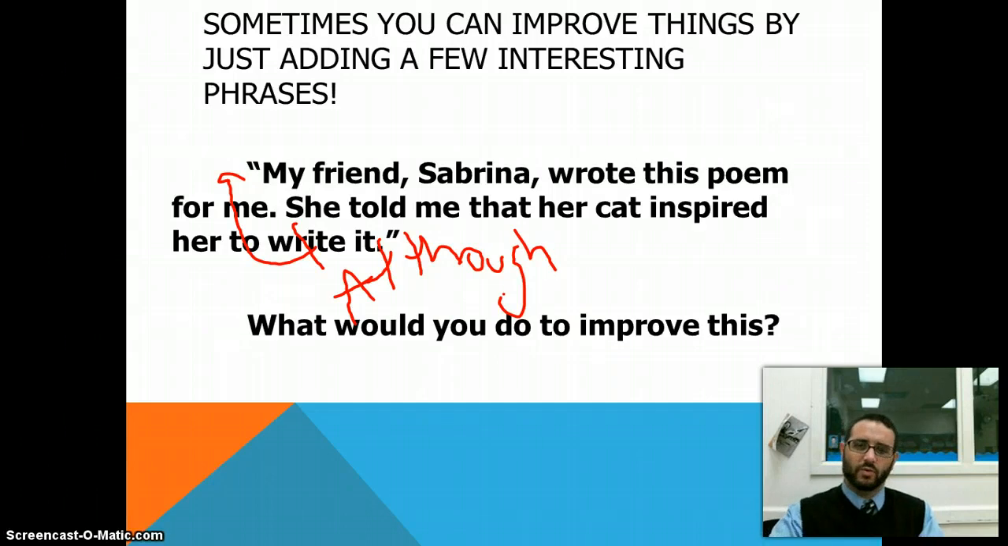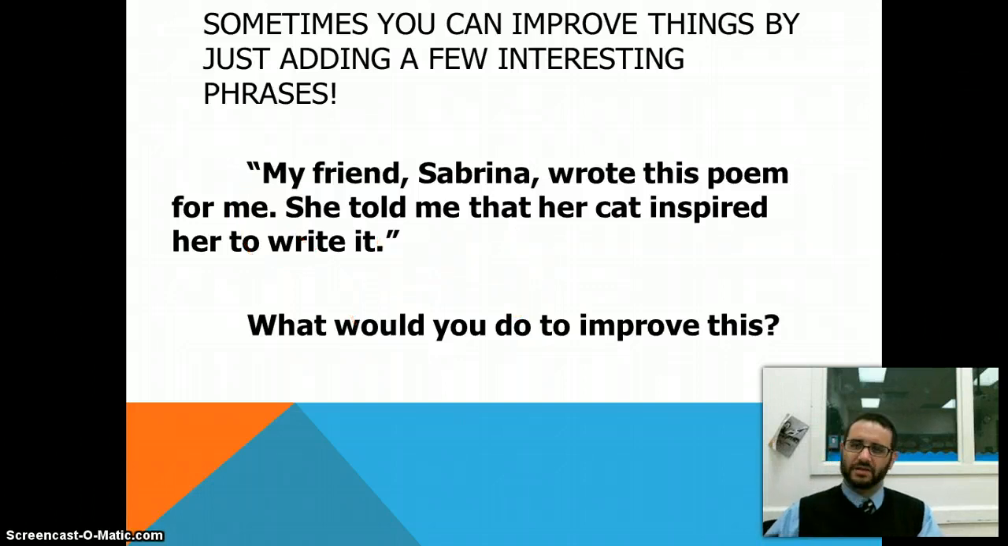Now you're telling the reader that it's more important to understand that my friend Sabrina wrote this poem for you. So that's part of the decision-making process of a writer in terms of what kind of sentences they would like to write in terms of expressing what they want to say.